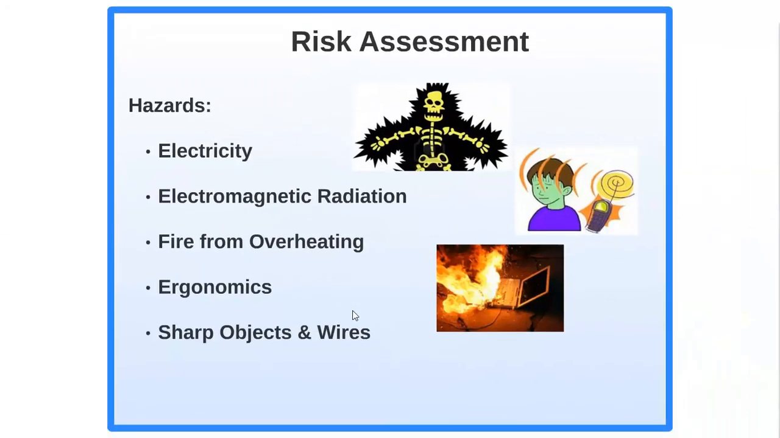Then we looked at risk assessment, and the main one was electricity when dealing with this project, which has a risk of electric shock. Then we have electromagnetic radiation generated by the fluxes, and fire from overheating in the receiver circuit or even the transmitting circuit. You have ergonomics, which comes from a lot of testing that needs to be done for this project, and then sharp objects and wires in the lab.